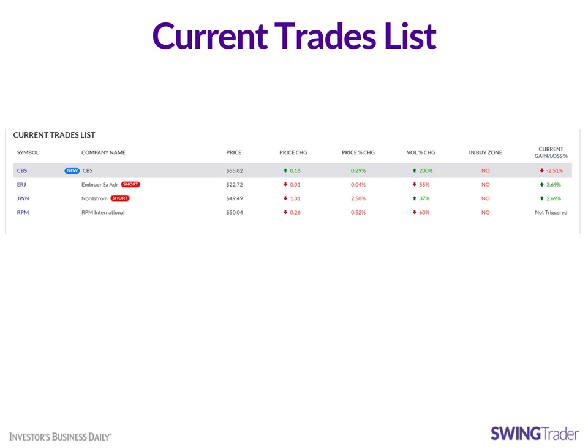So again, not the ideal price that we should have gotten in, but the price that we actually got when we put it on the list. And if it's not something that has gone into the buy zone yet, you'll see not triggered, and that's what you're seeing at the bottom there with RPM.